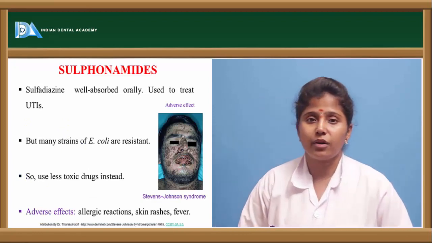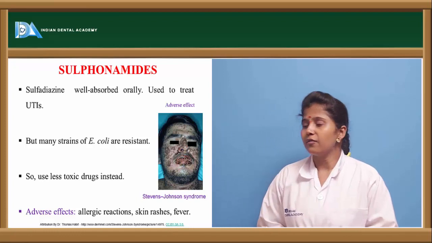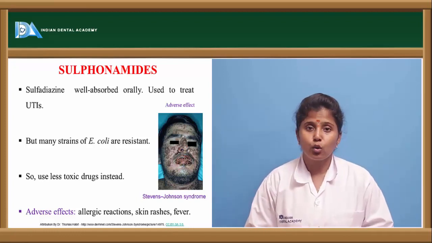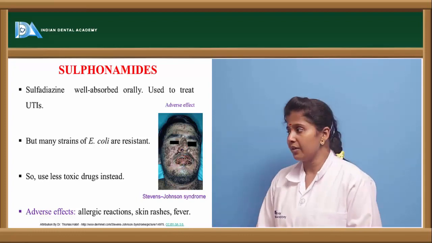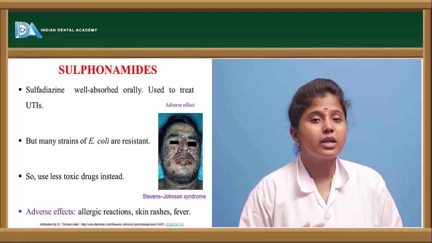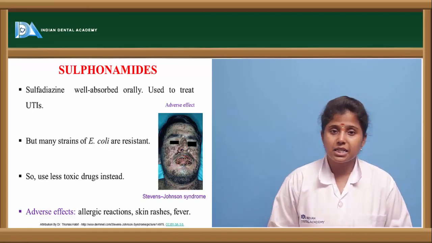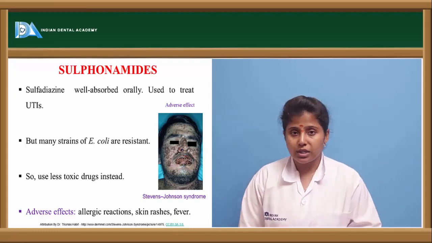Let us see sulfonamides. The sulfonamides include sulfadiazine, which is well absorbed orally. It has good oral absorption, and it is used to treat various urinary tract infections. But these sulfonamides are not that active against Escherichia coli, because E. coli is resistant to these sulfonamides, and these are less toxic.